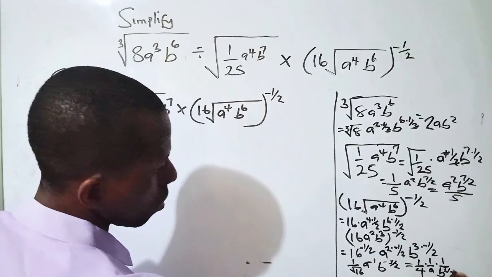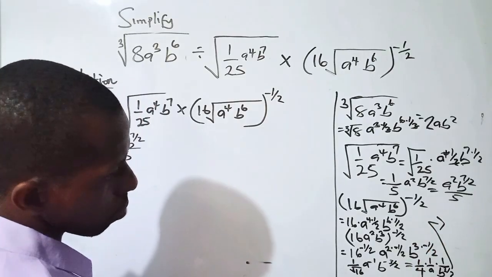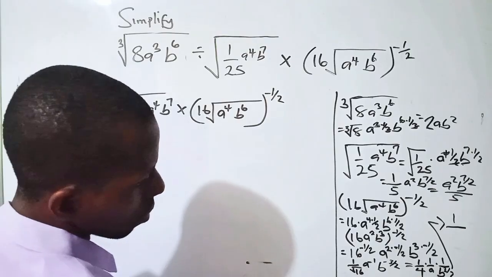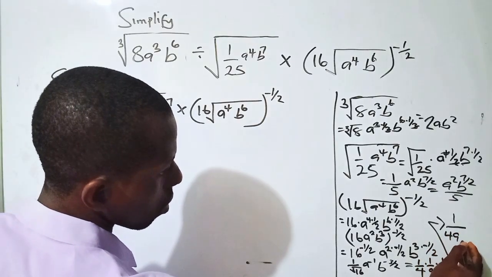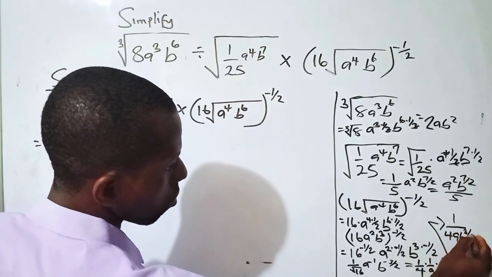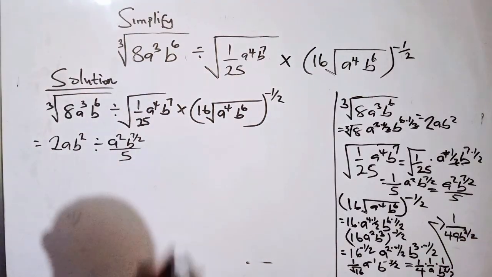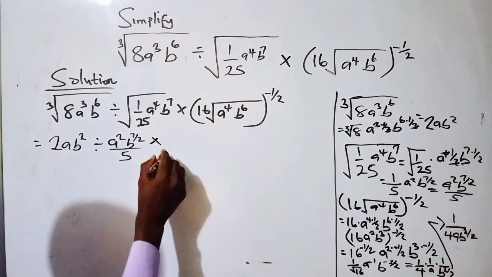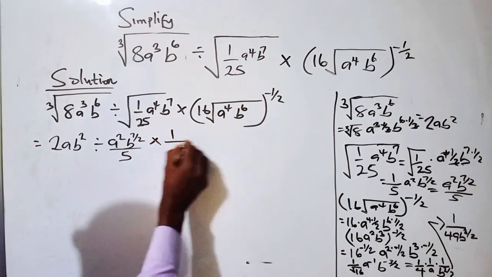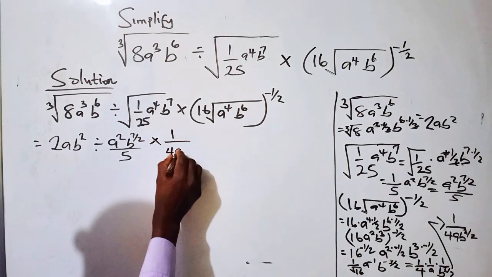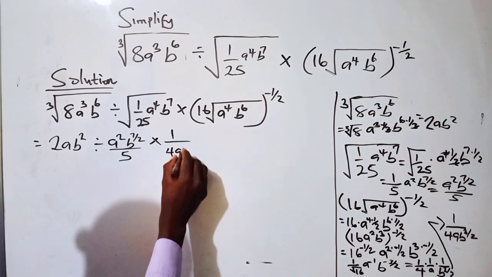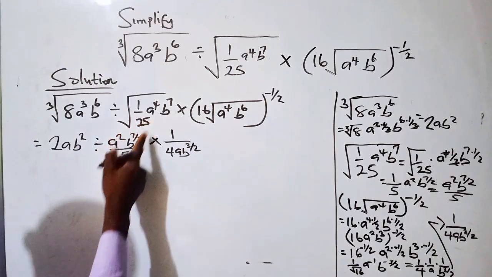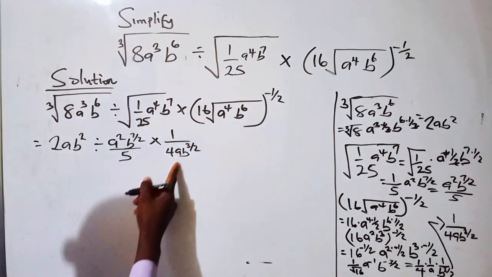So at the end of the day, when we write this out properly, we have this as 1 over, so we multiply this out, we have that as 4a, b raised to power 3 over 2. So we replace this part of the expression with this, so we have this as times 1 over 4a b raised to power 3 over 2. So we have replaced this part as this, we have this part as this.